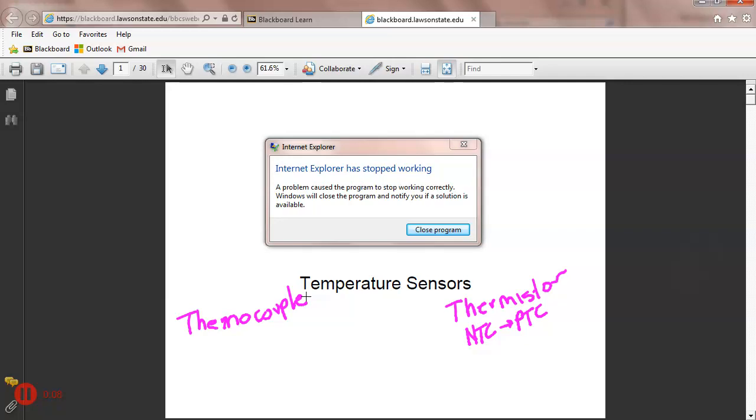So we have two dissimilar metals that we bond together, right? And Alex brought his in so we could actually look at the bond of the thermocouple. But what does it do? First of all, are they linear or non-linear? These guys are linear, right? You understand that.